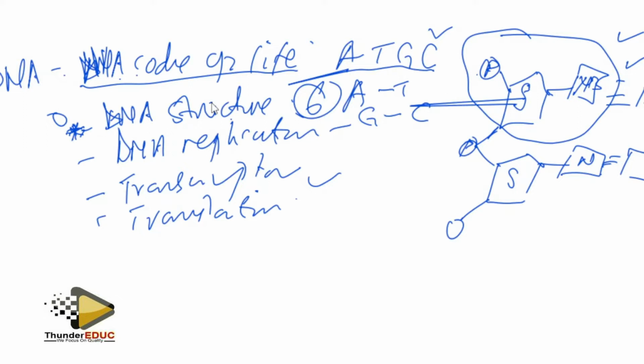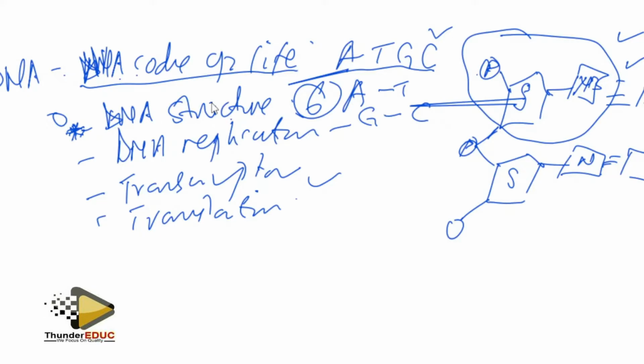Now, one strand acts as a template. You have to know that. One strand acts as a template to form the messenger RNA using free floating messenger RNA nucleotides.